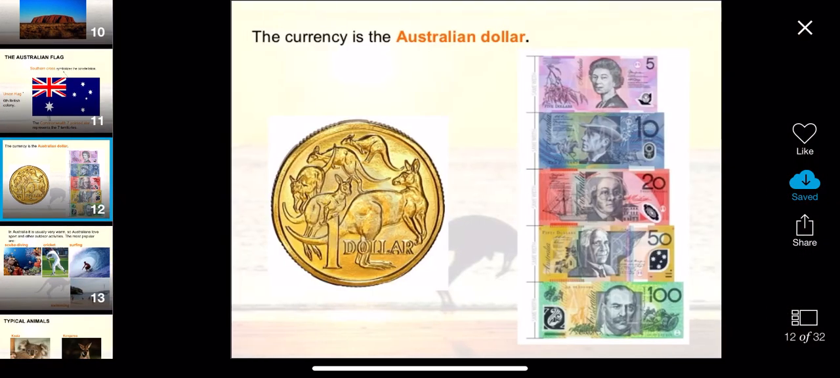The currency in Australia is the Australian dollar, and you can see them all here. The colours are pink, blue, red, orange and green. And here you can see a $1 coin that has kangaroos on it. How cool!